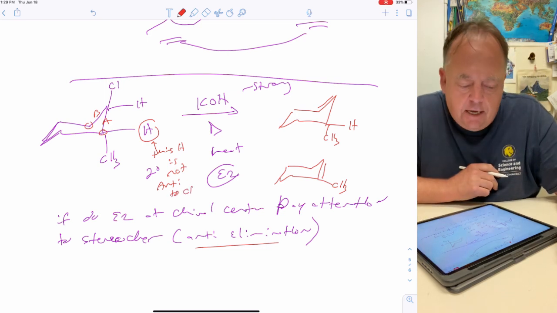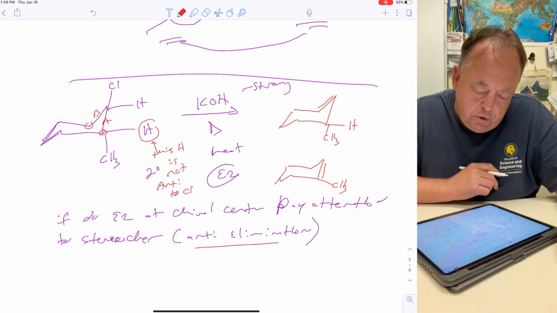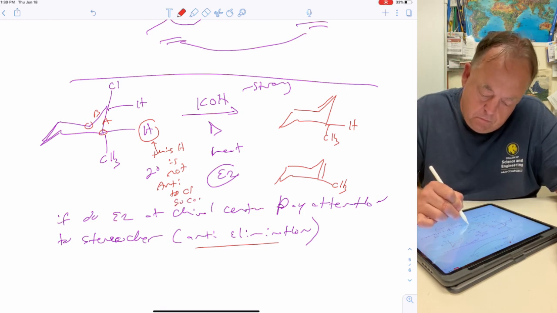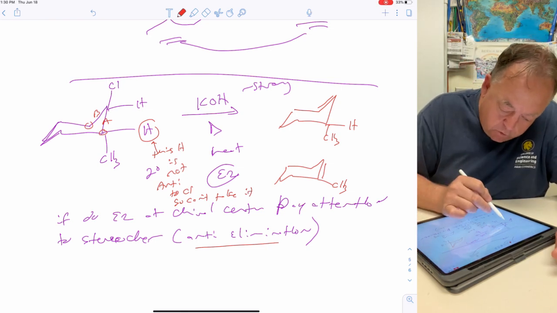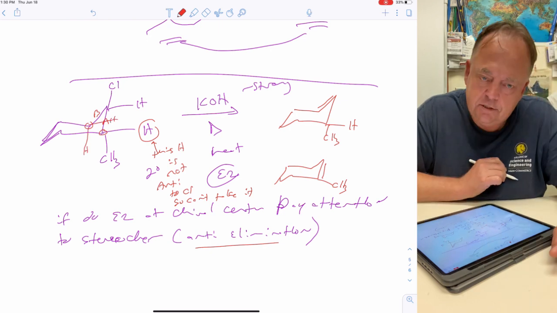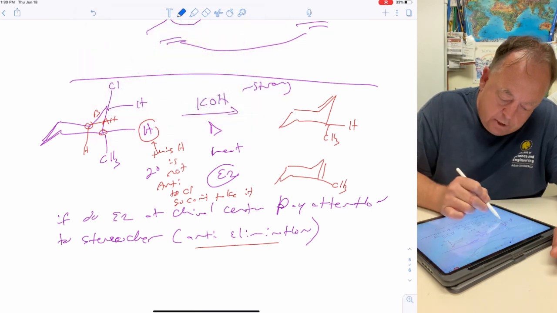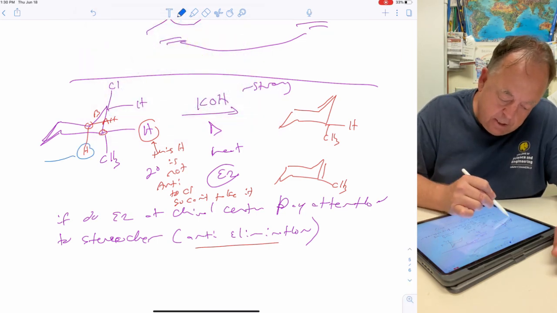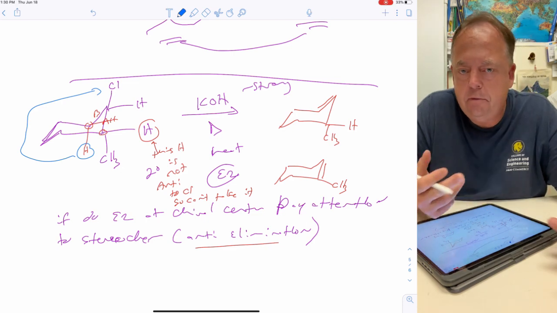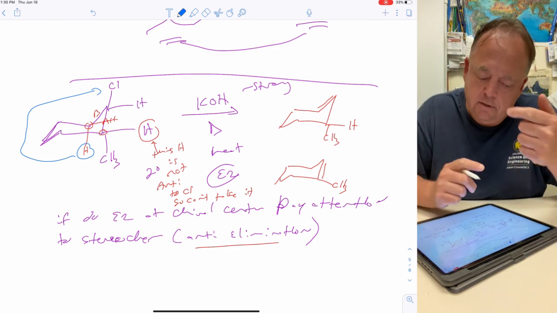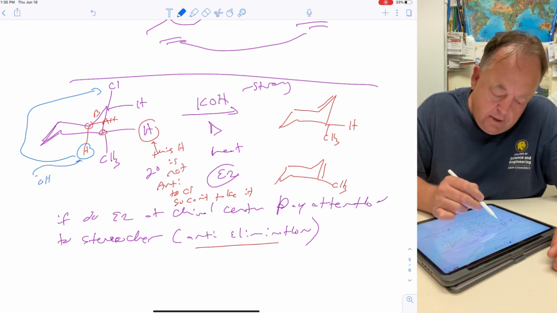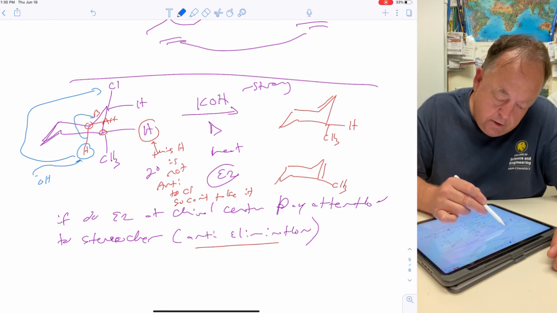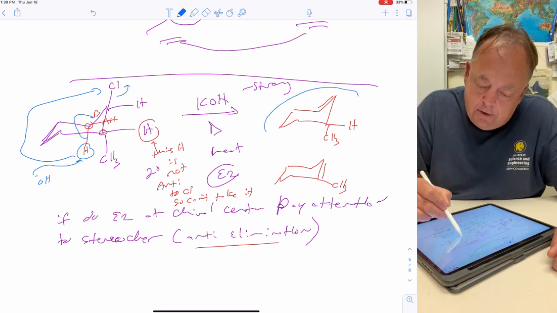That hydrogen is not anti to the chlorine, it's gauche to it. So you can't take it. So you're forced to then take a hydrogen from carbon B. If you sketched out where these hydrogens are, one is equatorial and one is axial. So that's the one that you can take. In cyclohexanes, the chlorine and the hydrogen have to be diaxial to each other, so that way they're anti. So that means you can only take this hydrogen, and then the double bond would go here and chlorine would leave, and that's the only product that you can make.